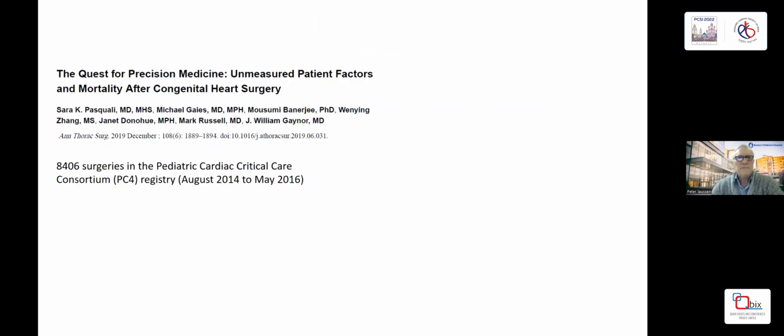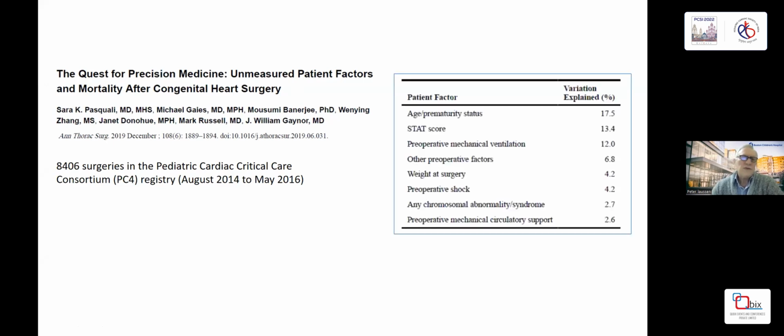This same group that developed PC4 had a paper in 2019 where they looked for unmeasured patient factors after mortality after congenital heart surgery. And what they noted was not new, in that age and prematurity status, underlying complexity of disease, preoperative clinical state, size of the patient, comorbidities, associated chromosomal abnormalities, all of these were risk factors for mortality. We've known this for some time.